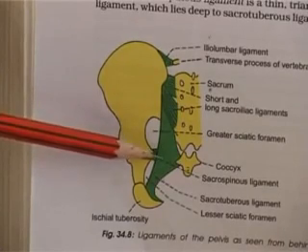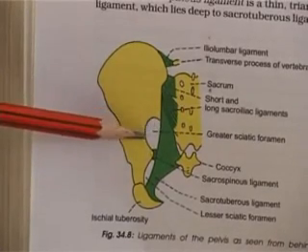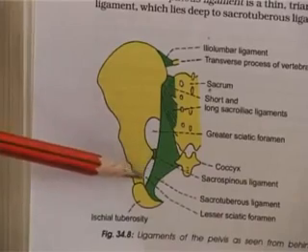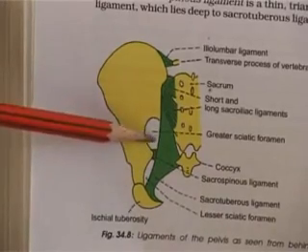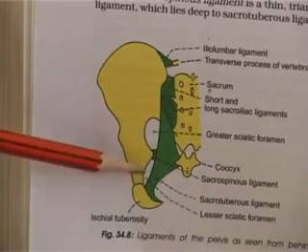These two ligaments convert the greater sciatic notch and the lesser sciatic notch into greater sciatic foramen and the lesser sciatic foramen.